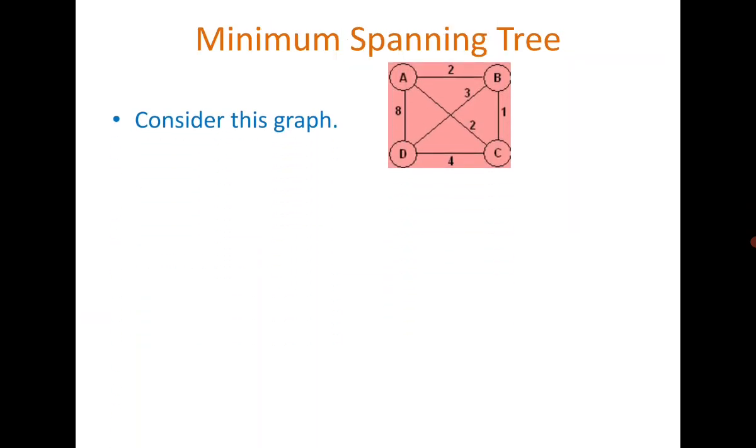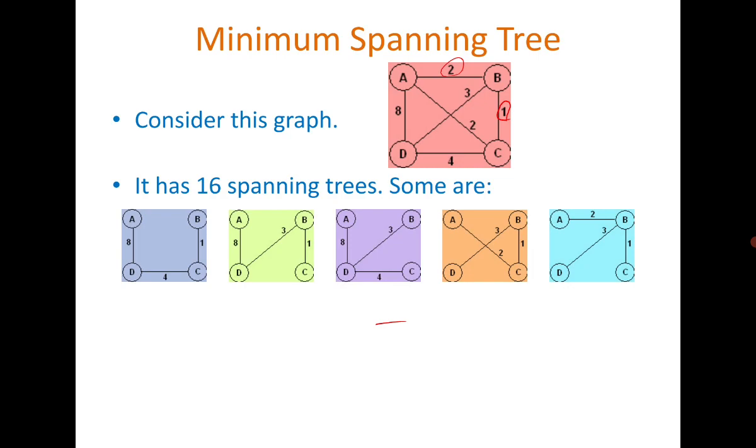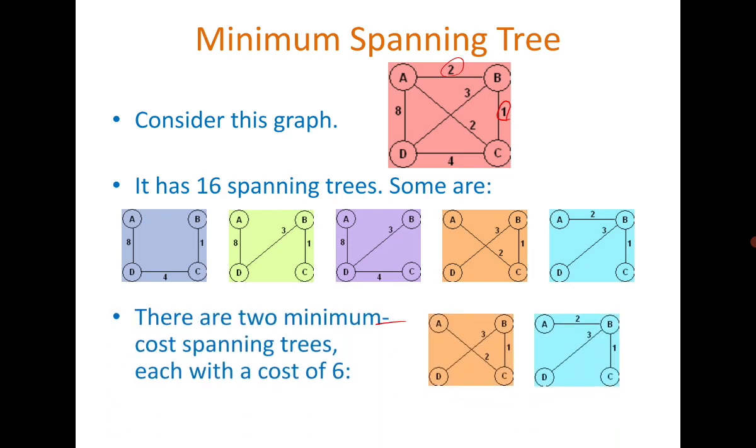Let us consider an example. So this is a weighted graph K4. You can see that to each edge we have associated a weight. So this weight is 1, this weight is 2. Now it could have 16 spanning trees. Some of them are as follows, but we can't draw all of them. And out of 16, there are only 2 which have the minimum cost or minimum weight of 6.